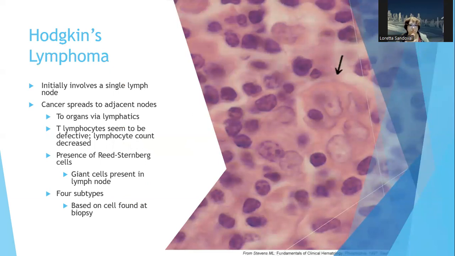The cancer spreads to adjacent nodes to the organs via the lymphatics. So T lymphocytes are the defective cell in Hodgkin's lymphoma, and lymphocyte count is decreased. There is a cell that's called a Reed-Sternberg cell, and this is a micrograph of it. They're giant cells that are present in the lymph node, and they do a biopsy to find those cells. So they do a lymph node biopsy. So the presence of a Reed-Sternberg cell is the indicator that you have Hodgkin's lymphoma.